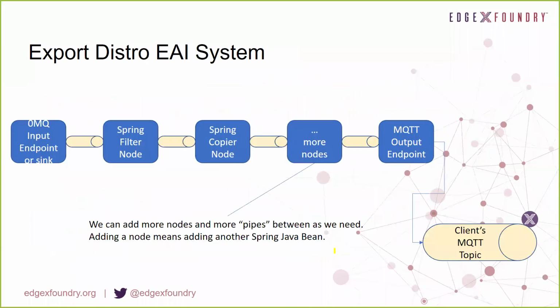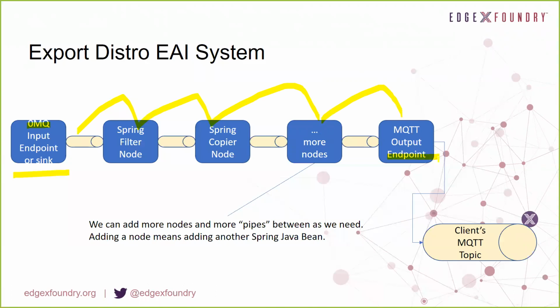So again, what we're talking about is what's called a pipe and filter mechanism. In a pipe and filter mechanism, you start with some sort of entry endpoint. In our case, that's a 0MQ topic. You then go through a set of nodes, or what are called sinks, all the way down to where you have an output endpoint. In our case, that's either a REST or MQTT endpoint.